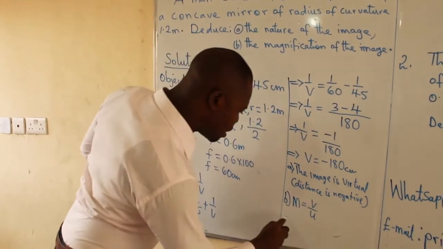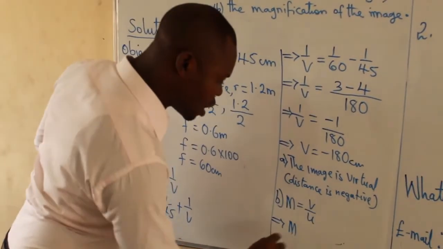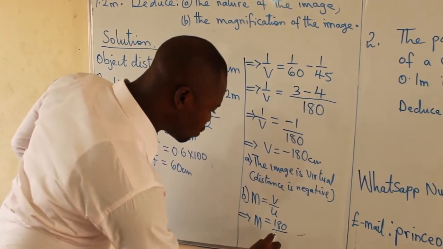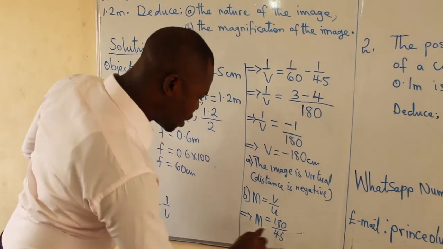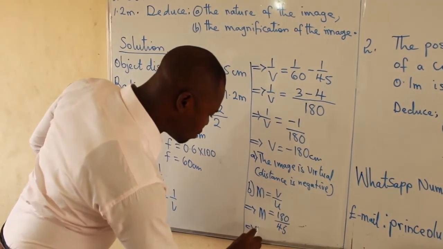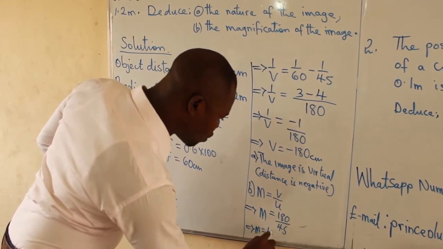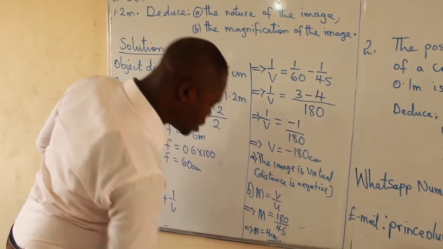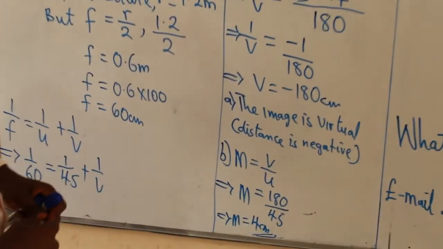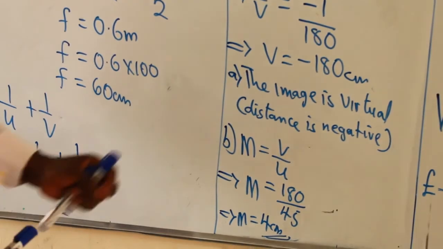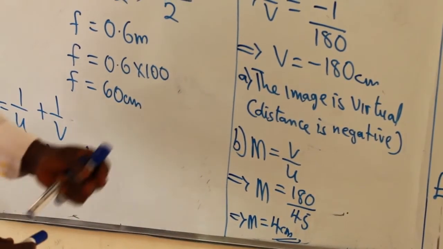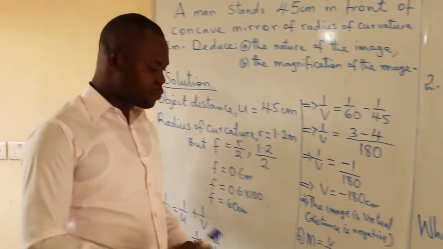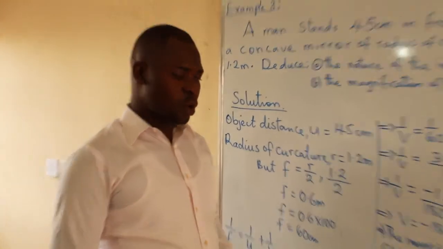So you have M, which is the magnification, equals 180 over 45. And so from here, it means that M equals 4. So the magnification of the image is 4. It tells you the image is 4 times the size of the object.